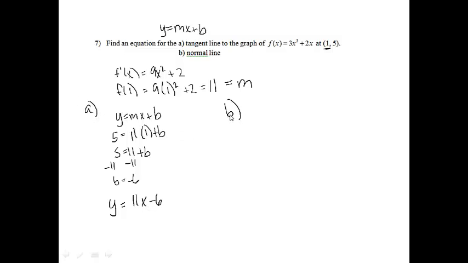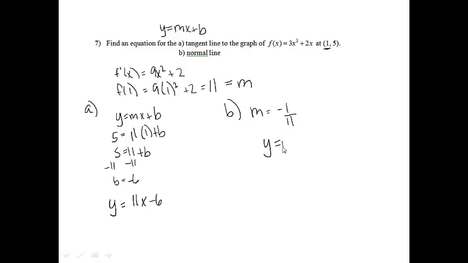Okay, for part B, it says I need an equation of the normal line. If the slope of the tangent line was 11, a normal line is perpendicular, so I know the slope of a perpendicular line to 11 would be negative 1/11. I did the opposite reciprocal. So that's my slope. I still have the same point.